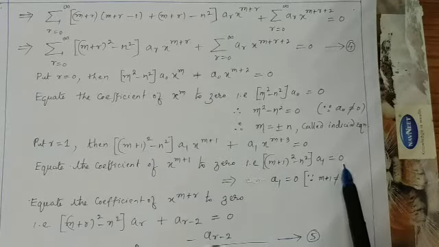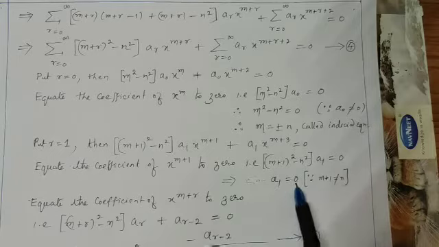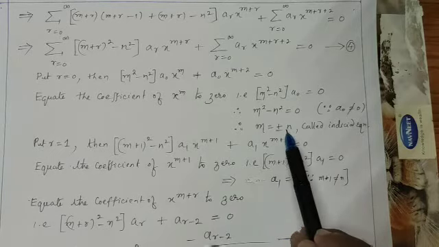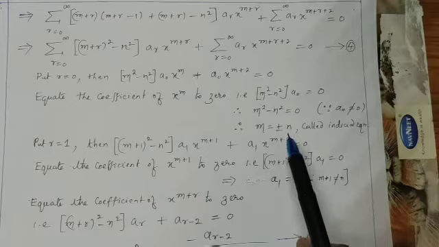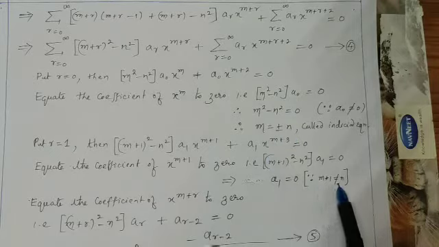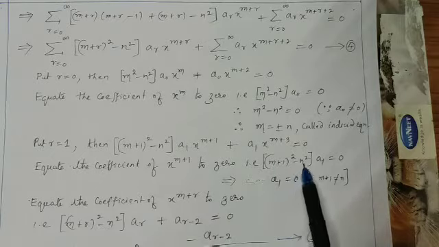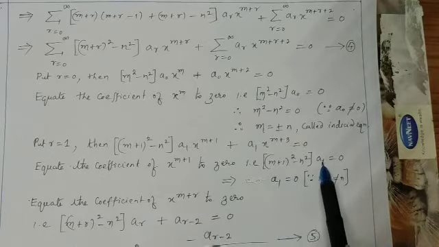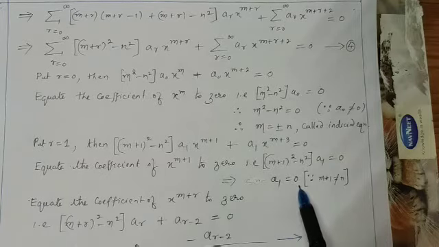Now I wrote a1 equal to 0 here. The reason is, m is equal to plus or minus n, then m plus 1 is not equal to n. Therefore, m plus 1 is not equal to n. Therefore, this is not equal to 0. Therefore, a1 must be equal to 0.